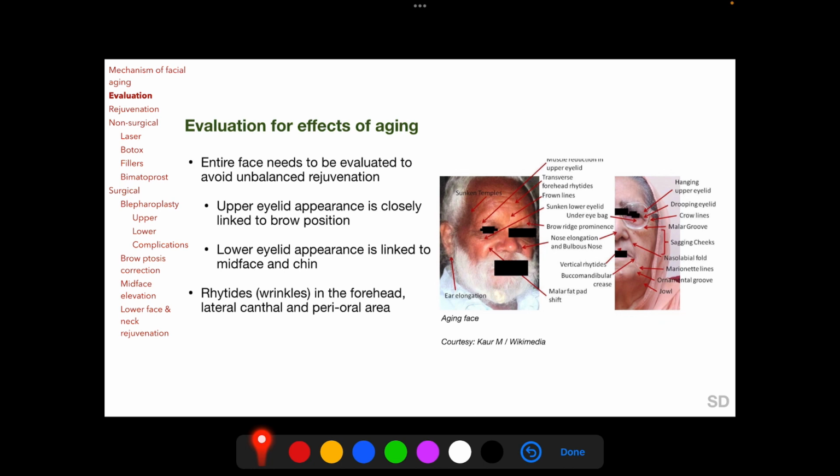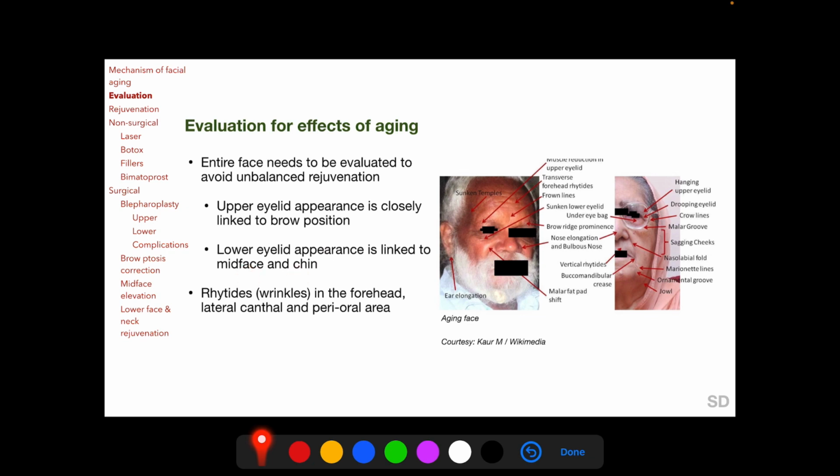When evaluating for effects of aging, the entire face needs to be evaluated to avoid unbalanced rejuvenation. For example, appearance of the upper eyelid is closely dependent on the position of the brow, and lower eyelid appearance depends on the status of the soft tissues of the midface and chin.